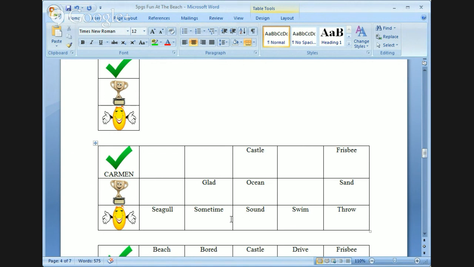We built some sandcastles. We swam in the ocean. We watched the seagulls go by, and the day sounded just great. Okay, so what you're saying, this is seagulls, but it's seagull. And you said sounded, it's sound. Use the words that are here.